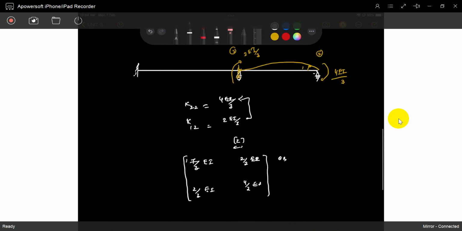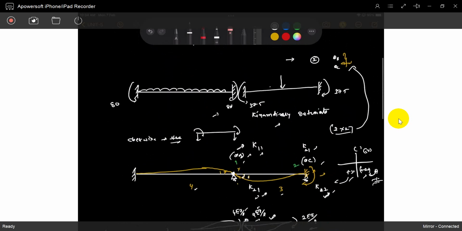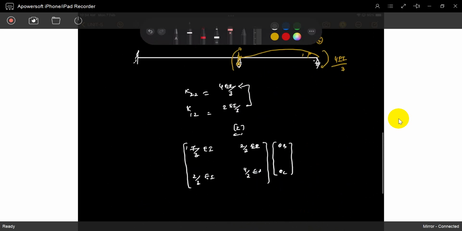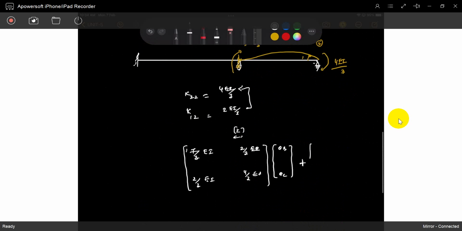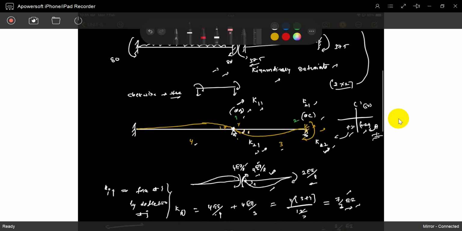This is theta B and theta C. See, everything is okay. Force vector is what? The force vector at this location is theta B and theta C. Taking clockwise as positive, this 80 is positive and 37.5 is negative. So 80, 37.5 is the location of theta B, the first location.